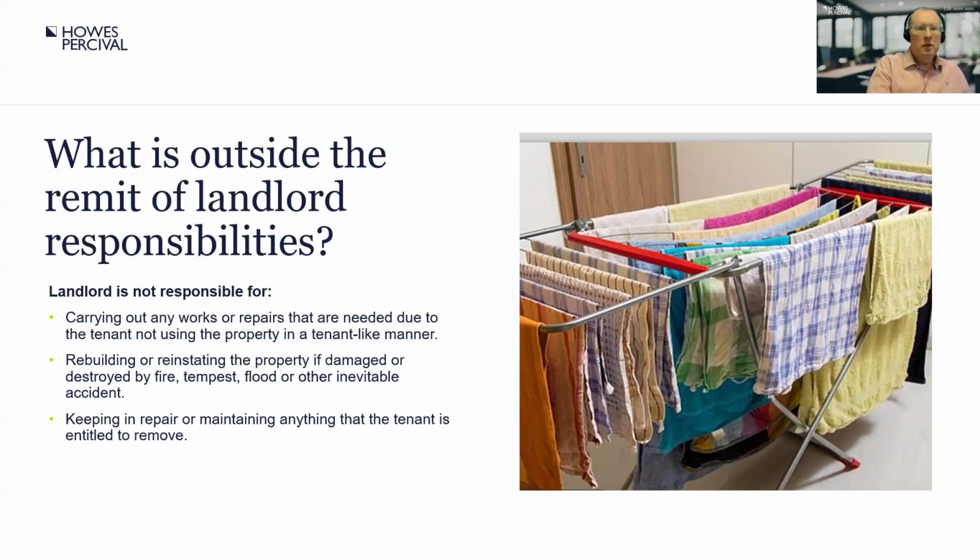Any breaches of covenant will also provide the landlord with a defence. For example, if the tenant is on the one hand saying that the property is unfit, but on the other denying access to the property for the landlord to remedy the unfitness. The landlord's not responsible for rebuilding or reinstating the property if it's damaged or destroyed by fire, tempest, flood, or other inevitable accident. Finally, the landlord does not need to keep in repair or maintain anything that the tenant is entitled to remove at the end of the tenancy, such as kitchen appliances, unless, of course, it's in the lease agreement that the landlord is responsible for those items.